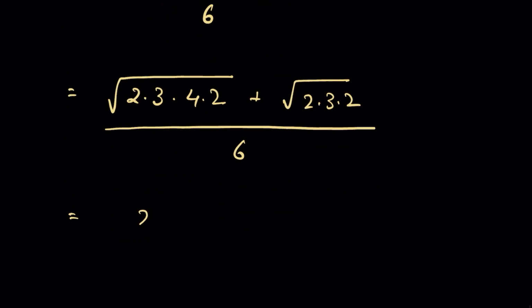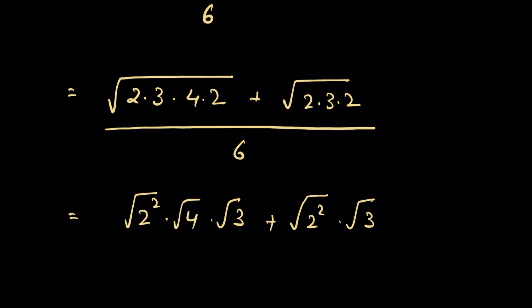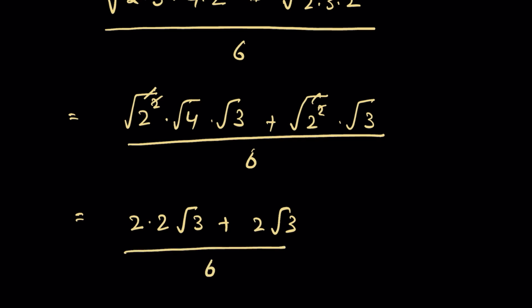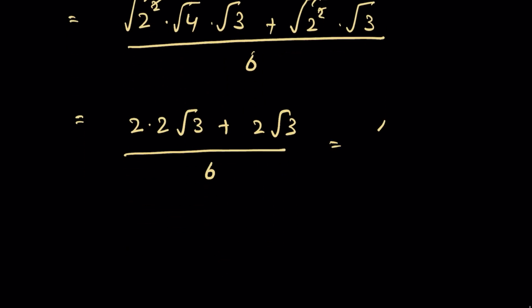So this is square root of 2 square times square root of 4 times square root of 3 plus square root of 2 square times square root of 3 upon 6. Now remove the square root with the square. So this is 2, square root of 4 is 2, times 2 times square root of 3, plus 2 times square root of 3 upon 6. So this is equal to 4 times square root of 3 plus 2 times square root of 3 upon 6.